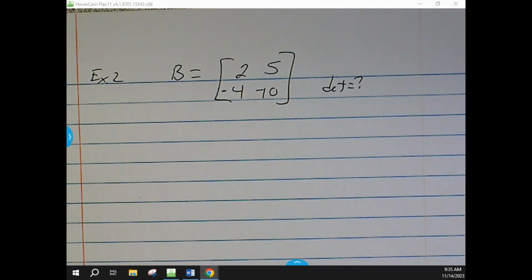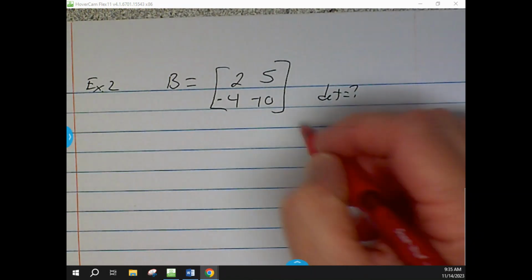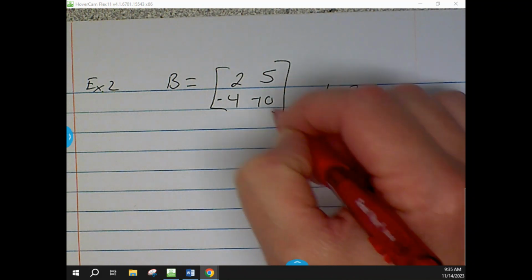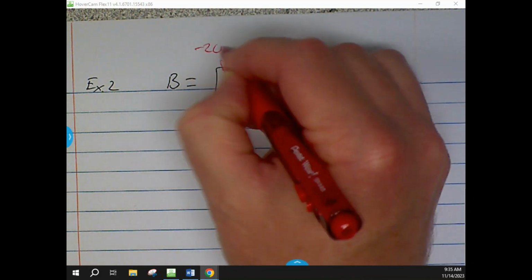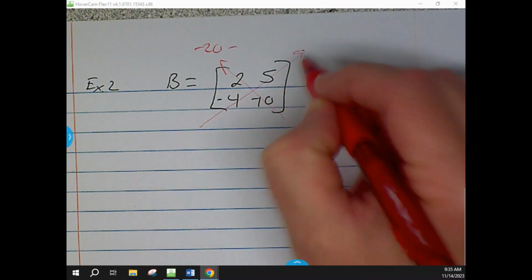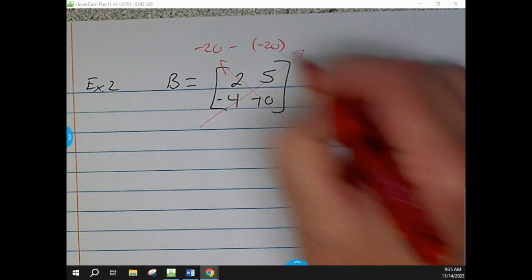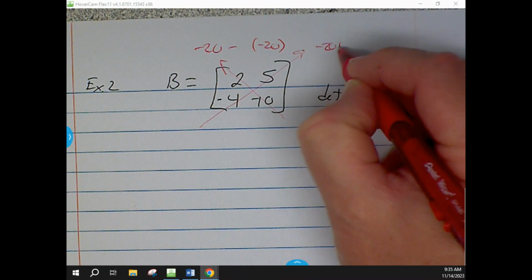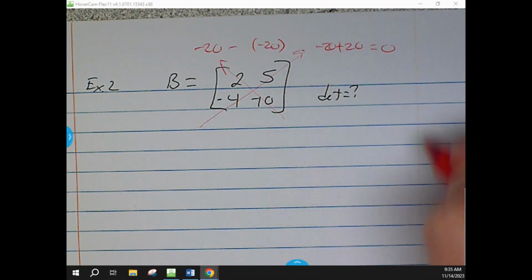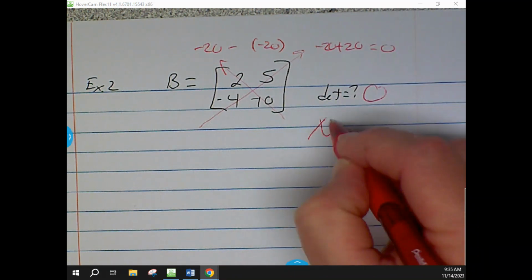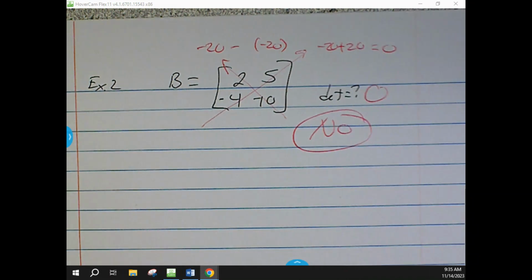Because again, if you do your cross products here, we've got 2 times -10, -20, minus -4 times 5, also -20. That's -20 plus 20. That is 0. So determinant equals 0. This does not have an inverse, so we don't have to worry about doing anything with this one.